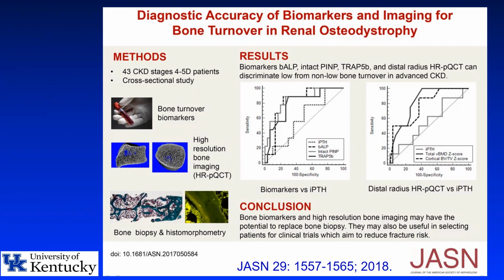But bone biomarkers can give you an impression about high or low turnover bone disease, because there is a bone resorption marker and a bone formation marker. So the combination of these bone biomarkers and HRQCT may have the potential to replace bone biopsy. So hopefully, with improvement of radiation technology and higher imaging techniques, we can do fewer bone biopsies and diagnose bone disease non-invasively with a combination of biomarkers and high resolution imaging.